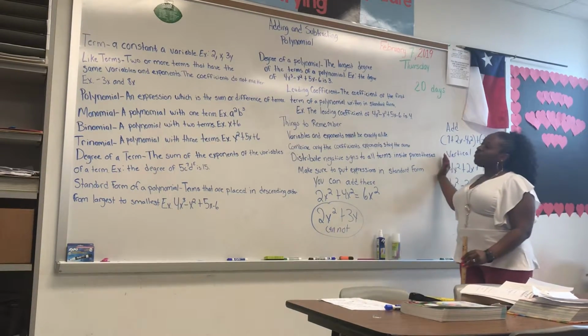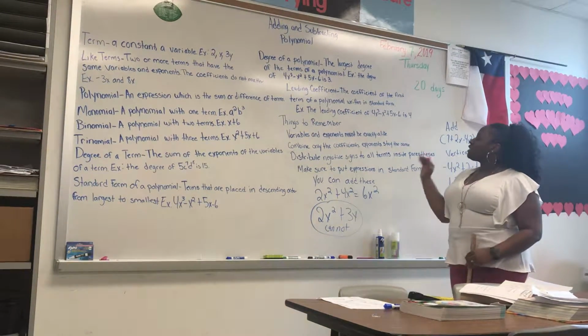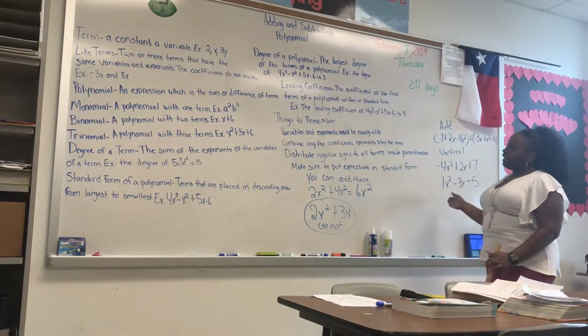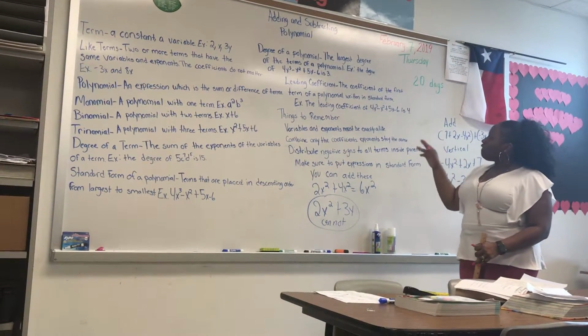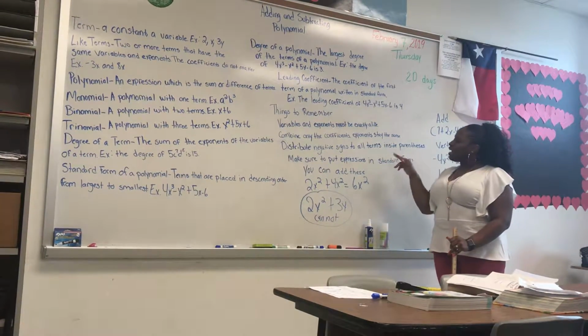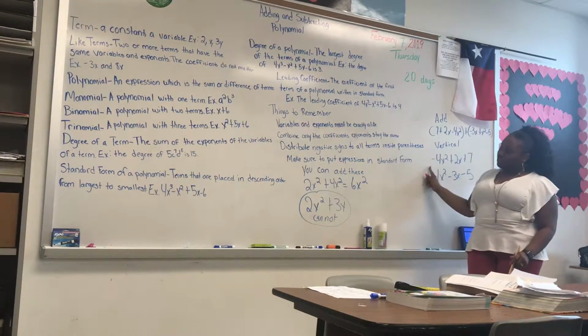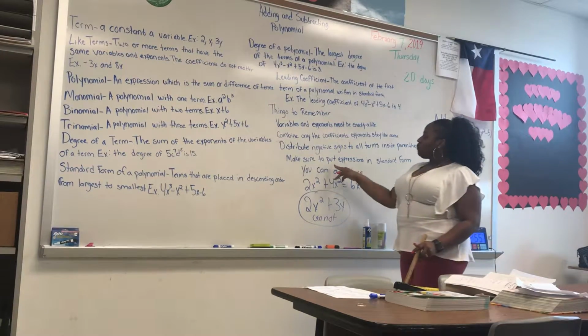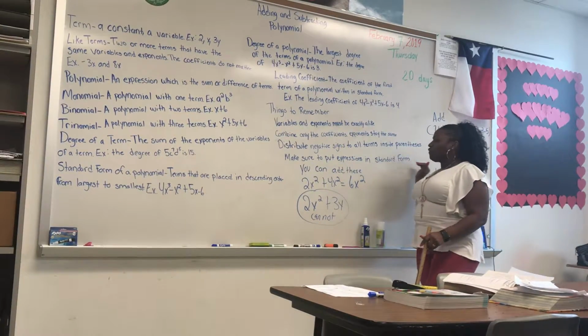Here I have some things for you to remember. Variables and exponents must be exactly alike. Combine only the coefficients. Exponents stay the same. Distribute negative signs to all terms inside of the parentheses. Make sure to put expressions in standard form.